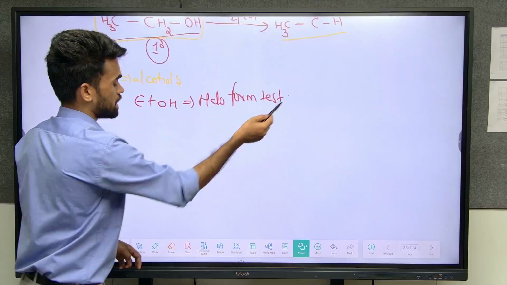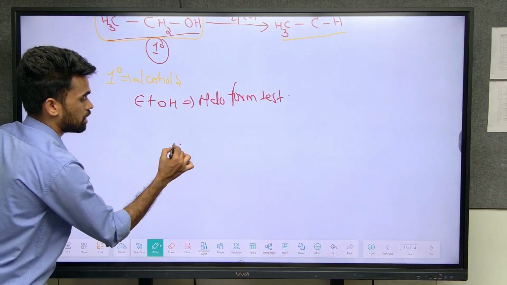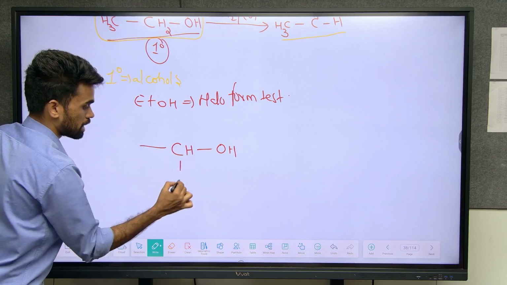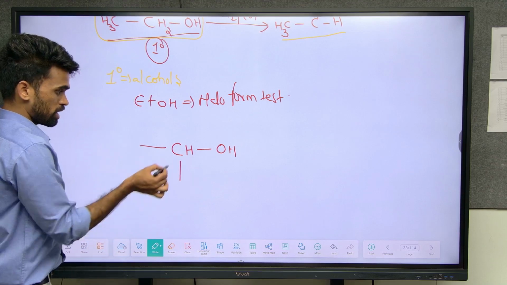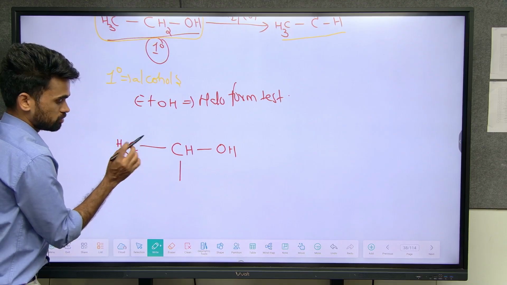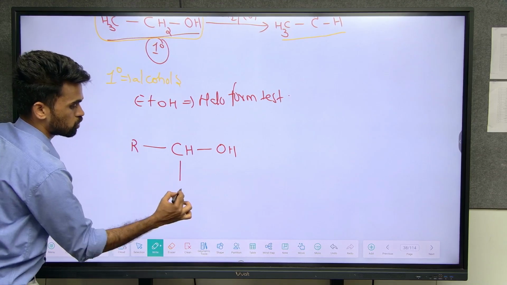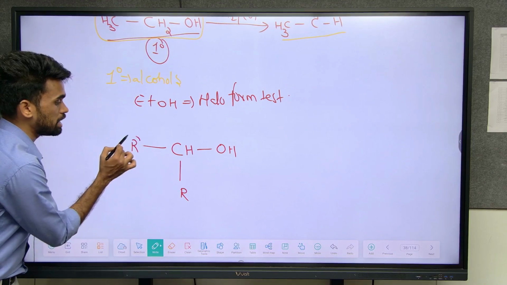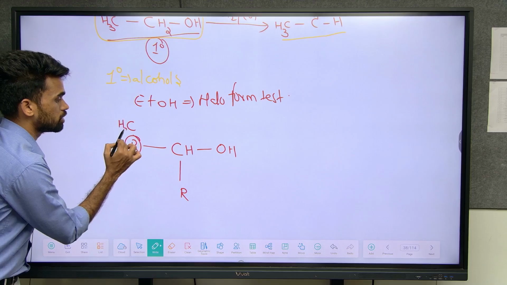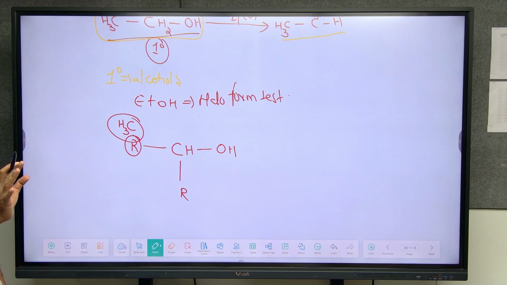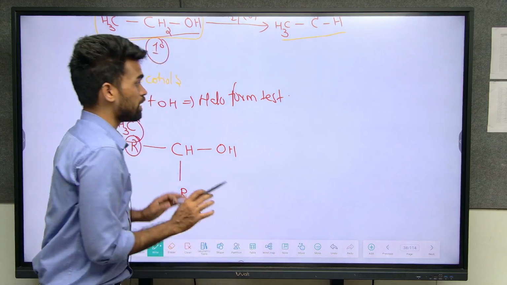When it comes to secondary alcohol, what is the structure of a secondary alcohol, you tell me? CH, OH, and this side two alkyl groups will be there. Out of these two, at least one methyl group is present. See, there are two R groups. Tell me whether this is primary, secondary, or tertiary? Secondary. Out of these two R groups, at least one should be what group I am saying? Then that compound will show the haloform test. Is this clear?